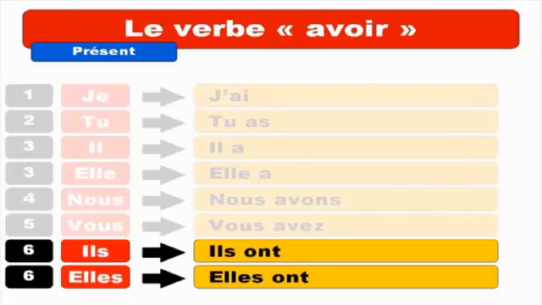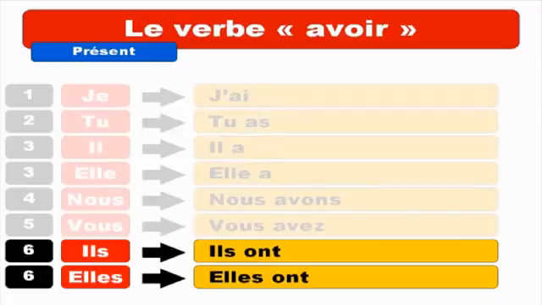Ils ont. Same thing. Small link, la liaison. Ils ont. Repeat. Ils ont. Okay. And then feminine form, elles. Same thing. Elles ont. Repeat.